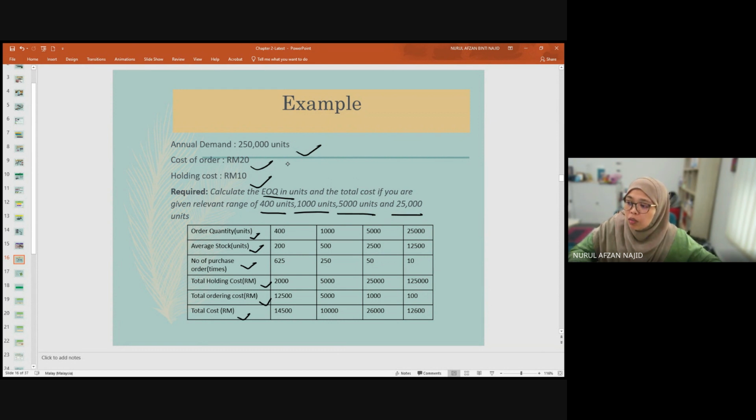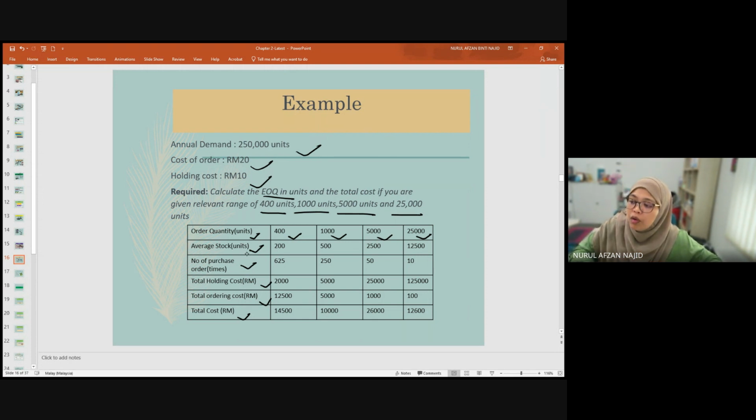So what is the order quantity? 400, 1,000, 5,000, 25,000. So this is the range of order yang you nak order tadi tu. Adakah you nak order 400, 1,000, 5,000 ataupun 25,000? Okay. Adakah bila order 400 itu yang paling murah? Tak semestinya. So you kena buat tabulation method tu. So bila dah tahu order quantity, then baru you boleh proceed dengan average.